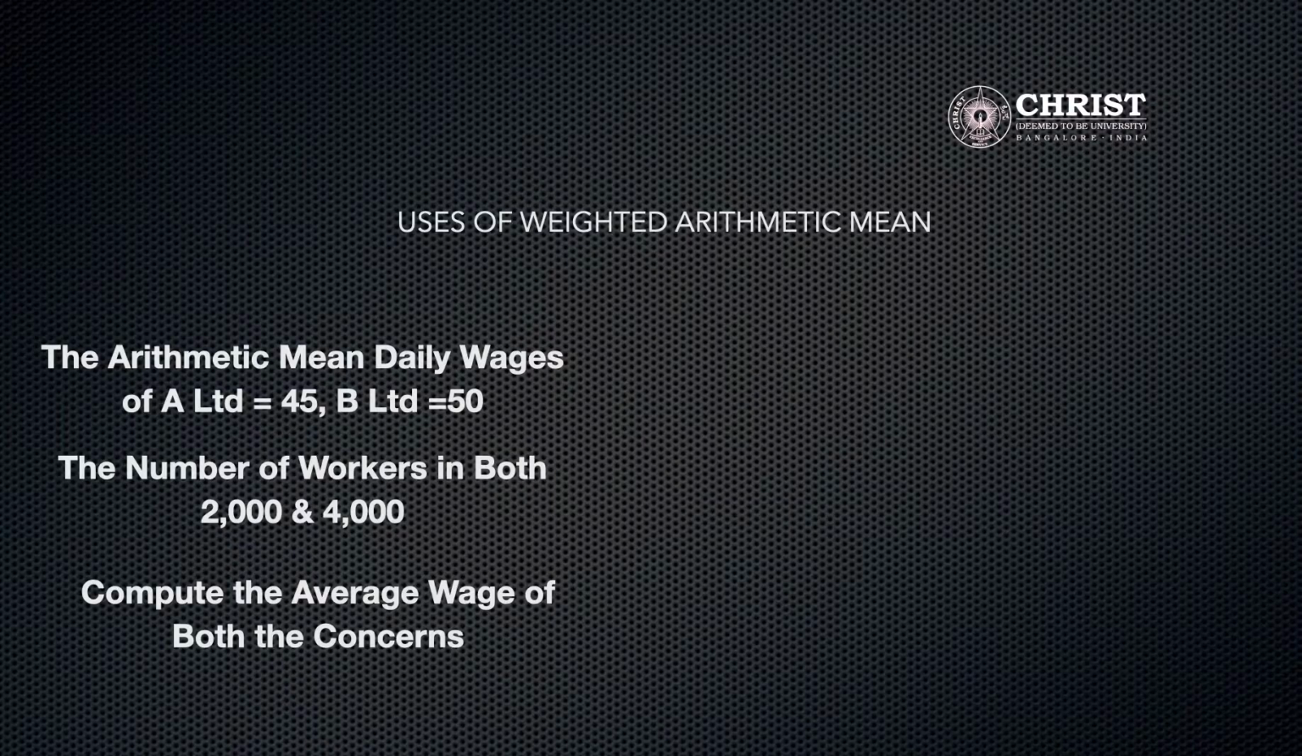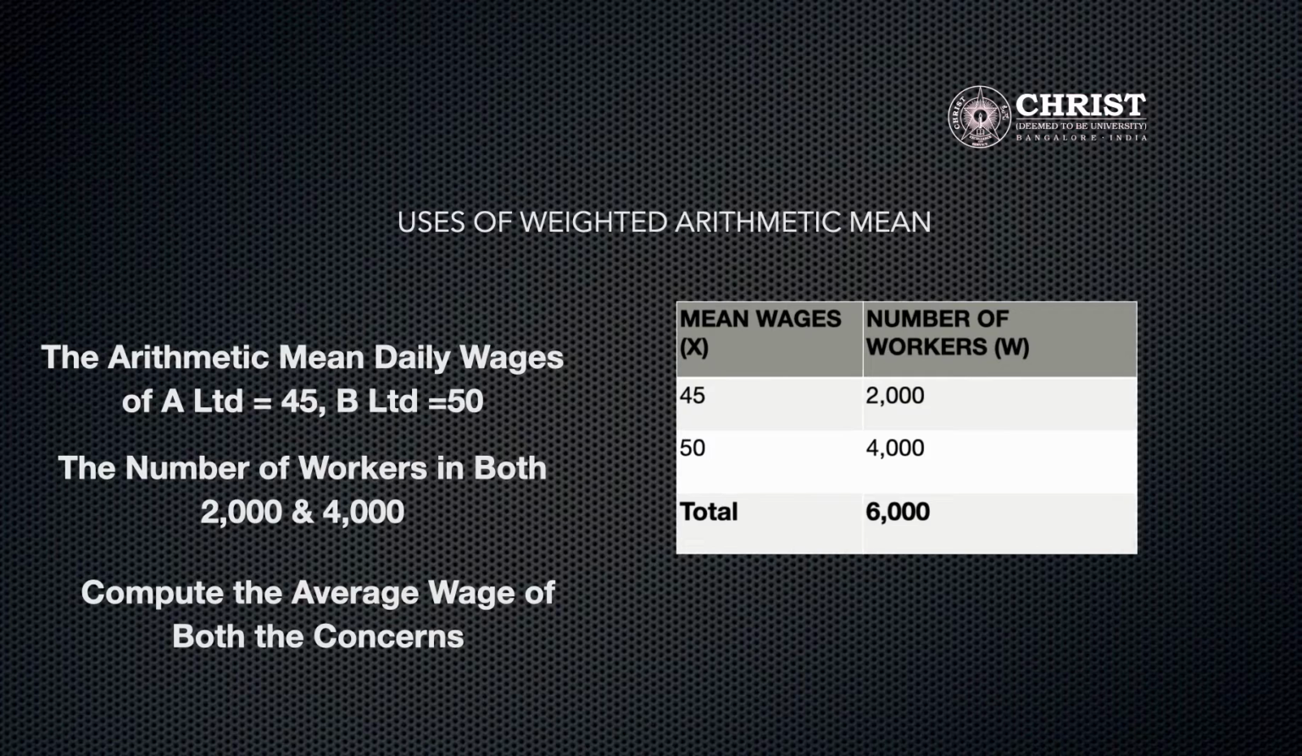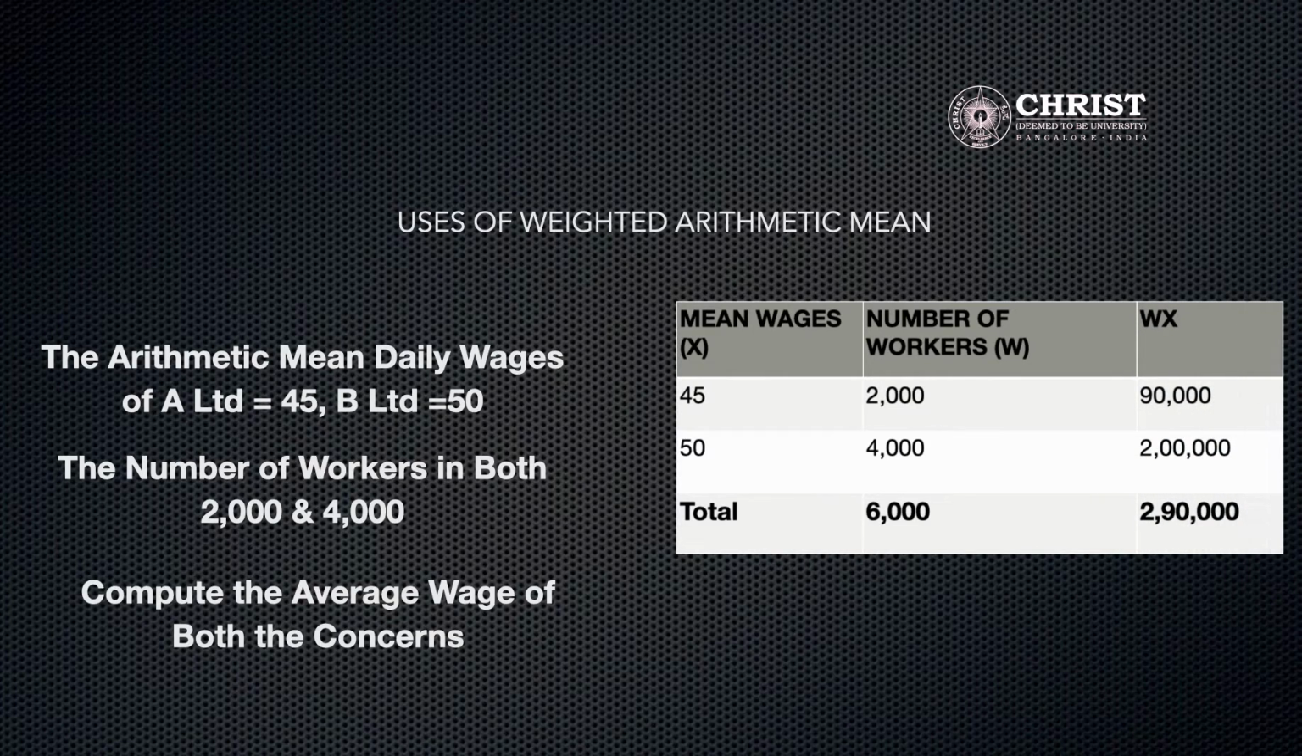In the first column we show the mean values of the two groups, 45 and 50. In the second column, the number of workers, 2000 and 4000, total is 6000. Now Wx, the weight you are giving, that is the importance, is the number of workers in each factory. So 90,000, 2 lakh, and the total you are getting is 2,90,000. The combined mean is 2,90,000 divided by 6,000, which is 48.33.